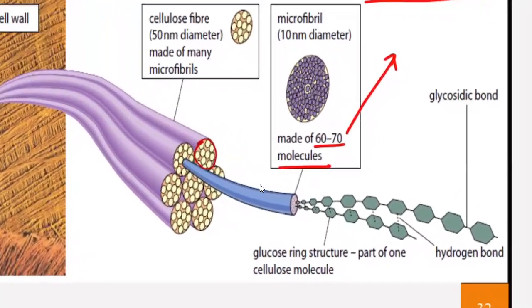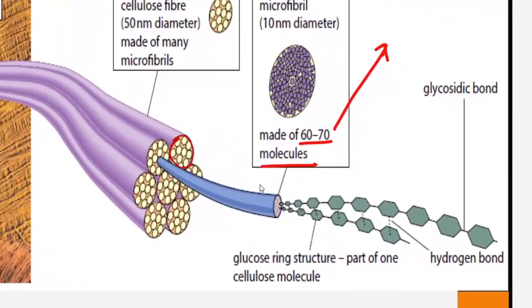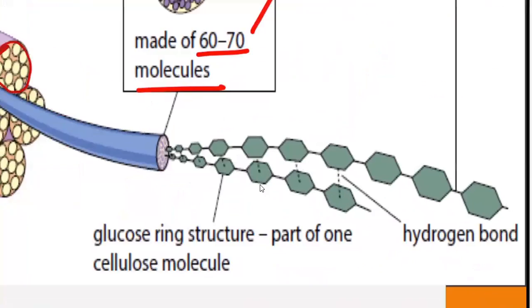Let's open them up. So what do we see? We see that a line or chain of beta glucose molecules have been joined end to end to make the cellulose molecule, right? And this bond that you see, which is found between two beta glucose molecules, is a glycosidic bond. And this is something different. This is a weak bond, which is known as a hydrogen bond.